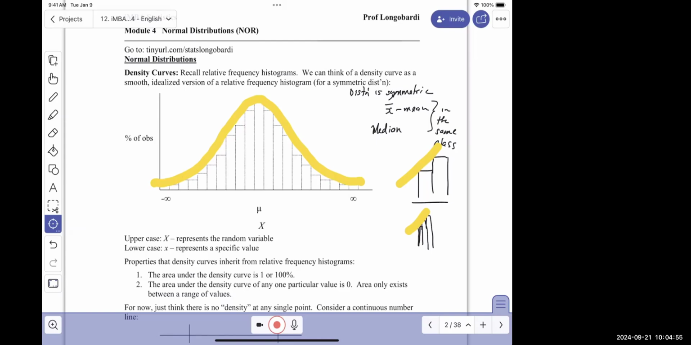So we're going to focus on symmetric distributions. I'm going to talk about this being the variable here on this axis. For a histogram, the variable is on the horizontal axis, and the number of observations or the percent of observations is on the vertical axis. When we're talking about the percentage of observations, we are referring to what's known as the relative frequency histogram.